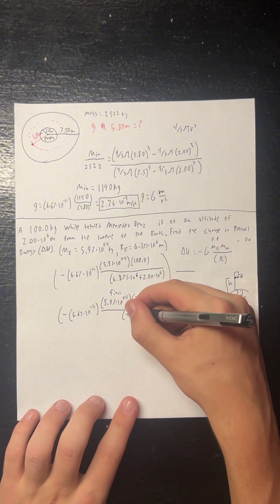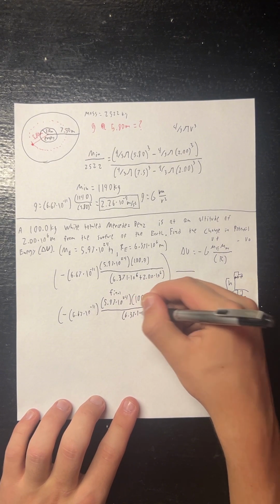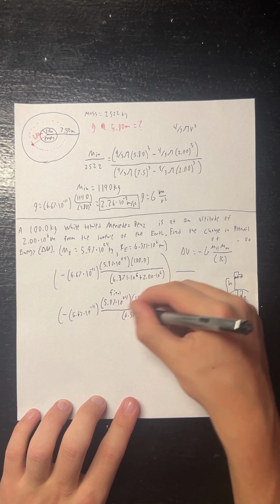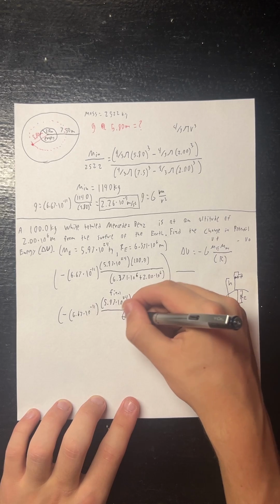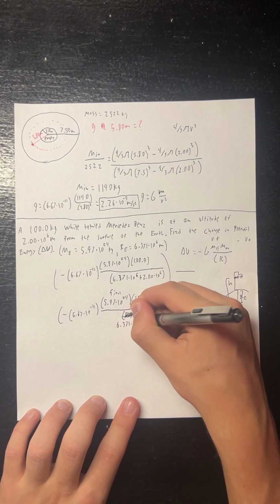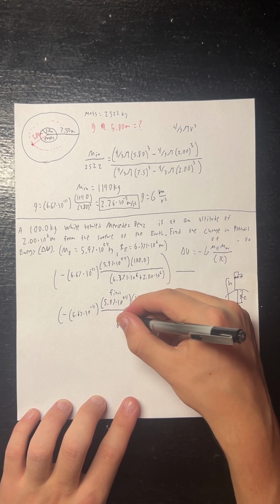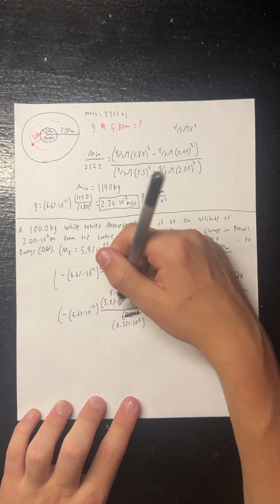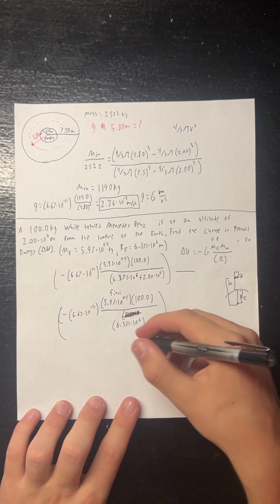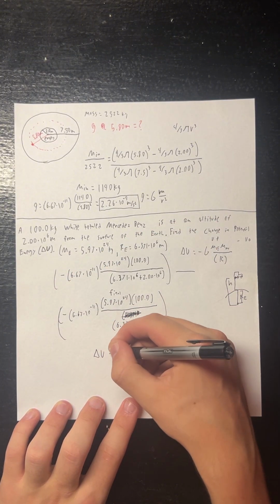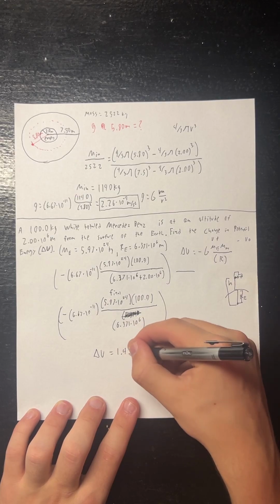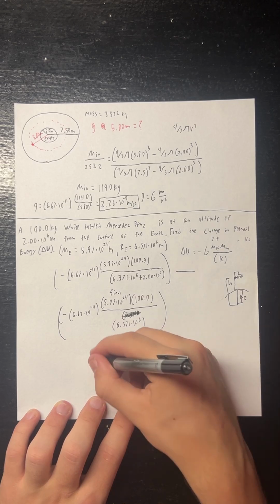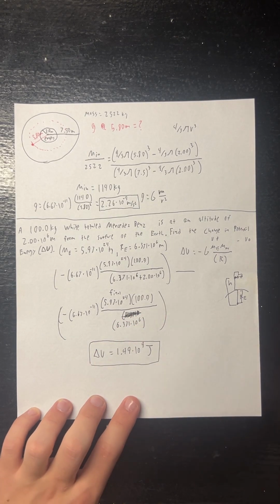So this is going to be 6.371 times 10 to the 6, and we can do this minus this, and you should come out to a delta U that equals 1.49 times 10 to the 9 joules. And that is how to do a question like that.